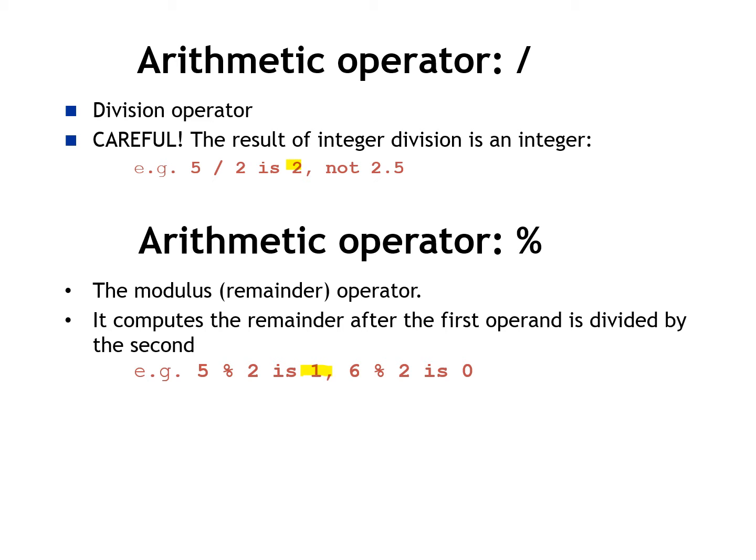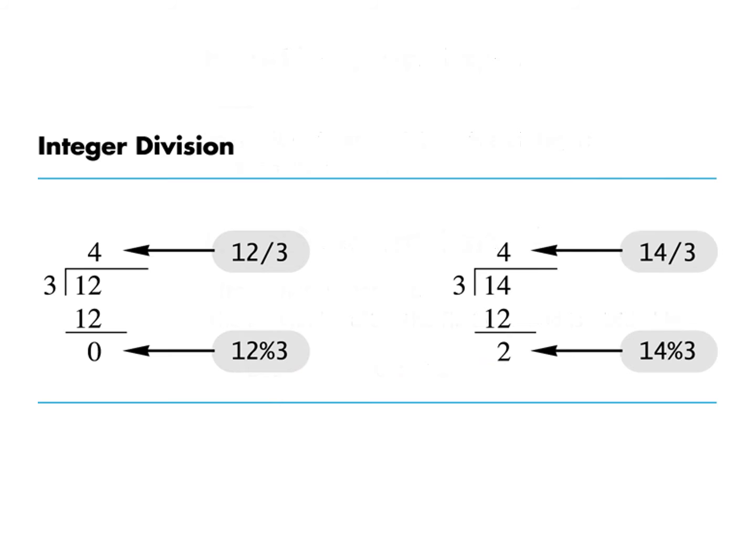3 modulus of 2, you get 0. The leftover from the divisions. Okay, so this is an example: 12 divided by 3. Then you get 0 from the modulus.